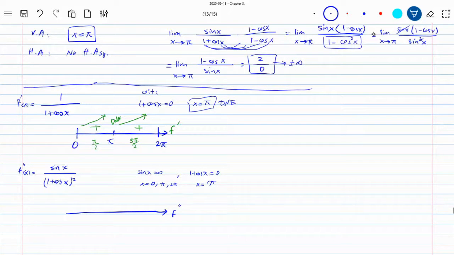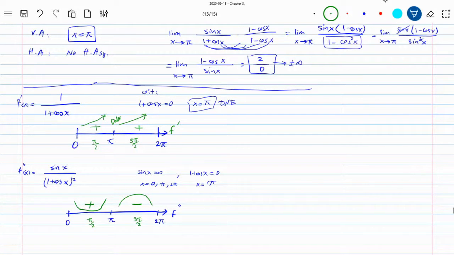Second derivative. 2 pi, 0. I cannot go beyond these. Pi. Okay, so what is the test point? I'll pick pi half. I'll pick 3 pi half again. Replacing pi half in the second derivative will give you sine pi half, which is 1, divided by a denominator that is always positive, so you'll get a positive number. If you replace 3 pi half, you'll get a negative number. So it means you have a concave up to a concave down curve.